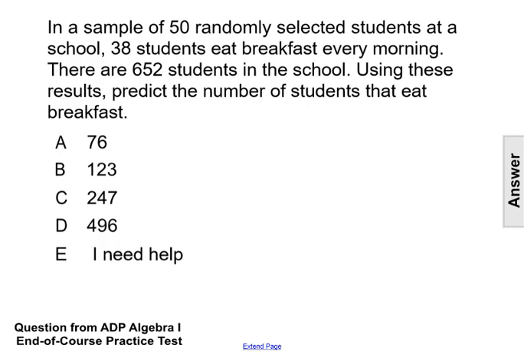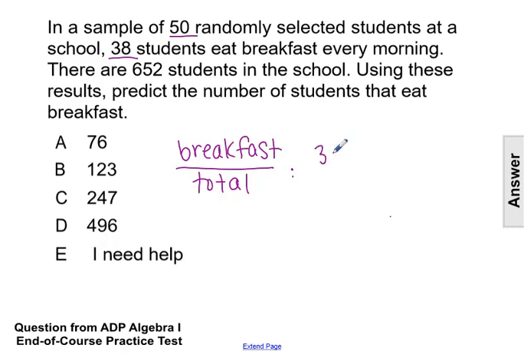Well, we can use equivalent ratios to set up and solve a proportion to answer this question and predict that number of students. So we'll use the ratio of the students that eat breakfast over the total amount of students for that poll. The first poll we had was 50 randomly selected students and 38 of them ate breakfast. So that will give us the ratio 38 over 50.